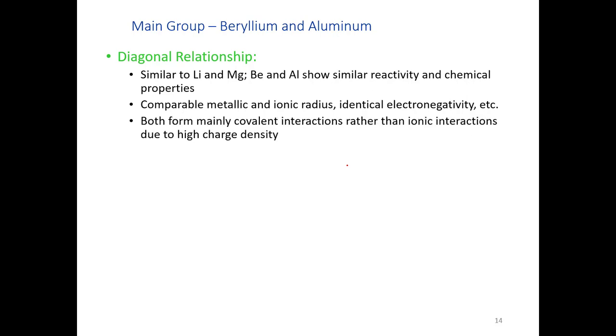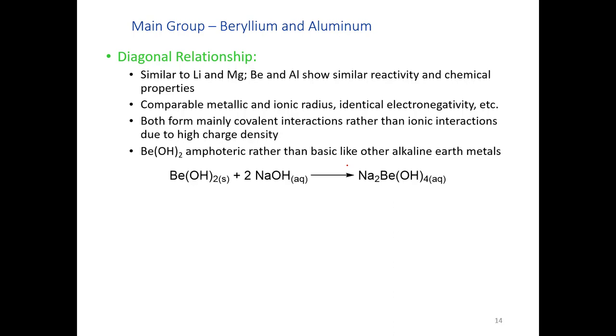Both form mainly covalent interactions rather than ionic interactions because of their high charge density. And beryllium hydroxide is amphoteric rather than basic, like the other alkaline earth metals. We'll also see that aluminum hydroxide is amphoteric as well. So beryllium hydroxide can react with hydroxide in solution to form tetrahedral anionic species, which decreases the concentration of OH minus in solution. Essentially, the beryllium is acting as a Lewis acid and sequestering hydroxide.